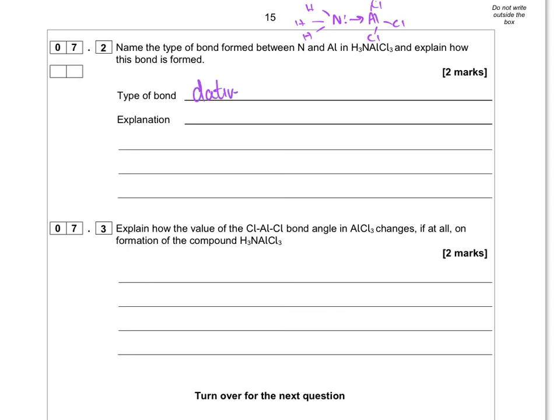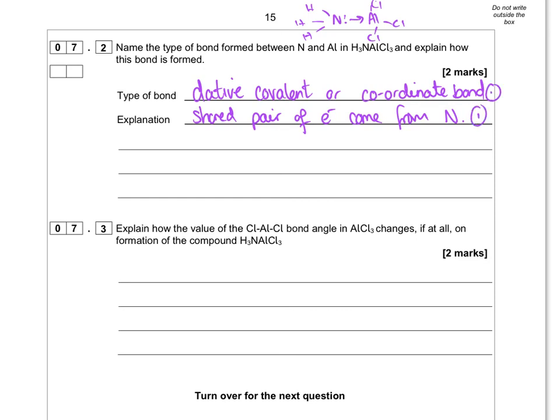So the type of bond is going to be a dative covalent, or we can call it a coordinate bond. They are the same thing, and it doesn't matter which one you use. The explanation, well, it's a covalent bond, so we've got a shared pair of electrons, but we want to say that the shared pair of electrons come from the nitrogen. So we'd get 1 mark for each.